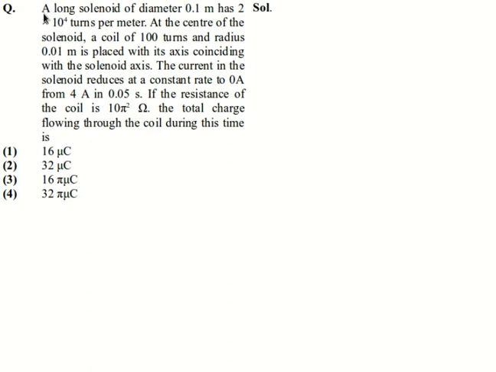Alright friends, in this question we are given a long solenoid of diameter 0.1 meter that has 2 into 10 to the power 4 turns per meter. So we are given a solenoid, its diameter is mentioned and the number of turns per unit length is given.